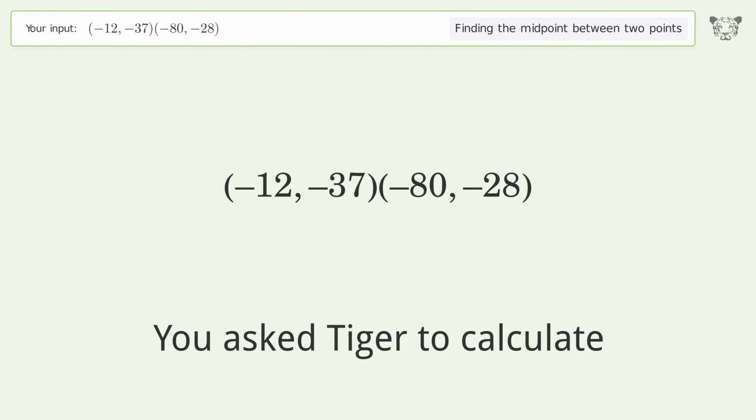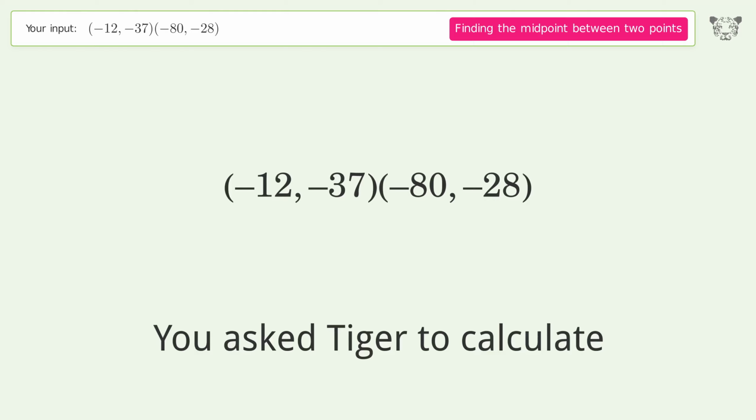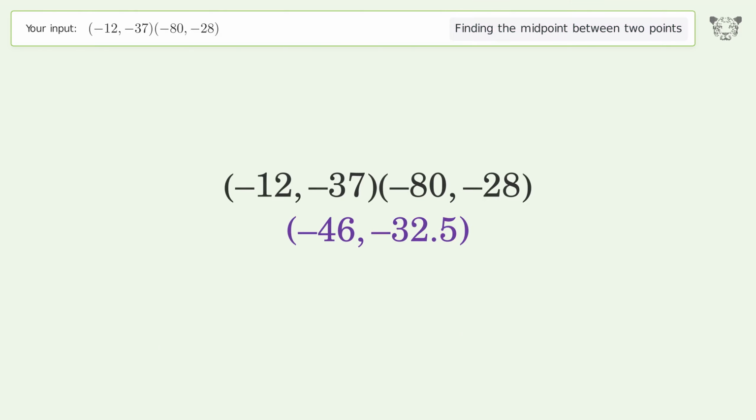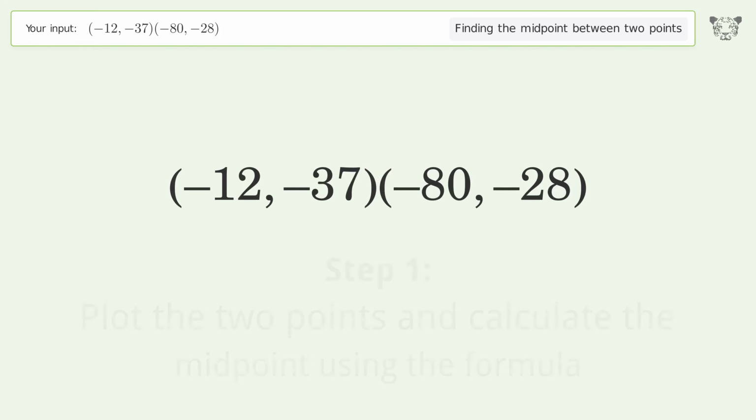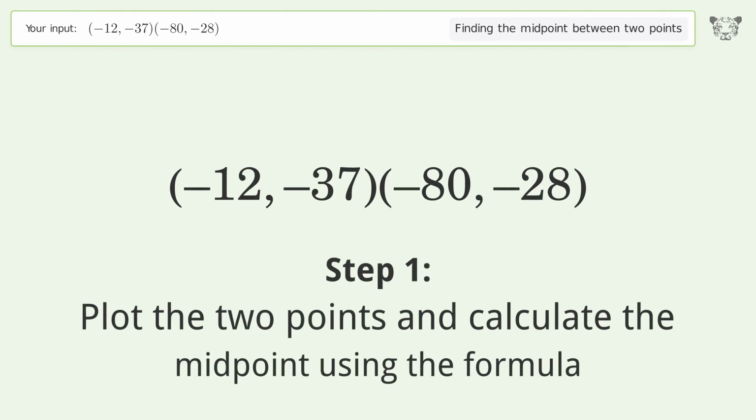You ask Tiger to calculate. This deals with finding the midpoint between 2 points. The midpoint between the 2 points is -46, -32.5. Let's solve it step by step. Plot the 2 points and calculate the midpoint using the formula.